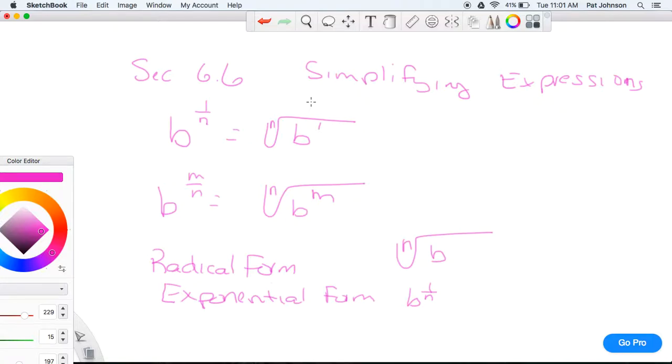Okay, this is section 6.6. We're going to talk about simplifying expressions, which we've been doing, but it's going to get even more complicated. In order to do these, you must know all your exponent rules.